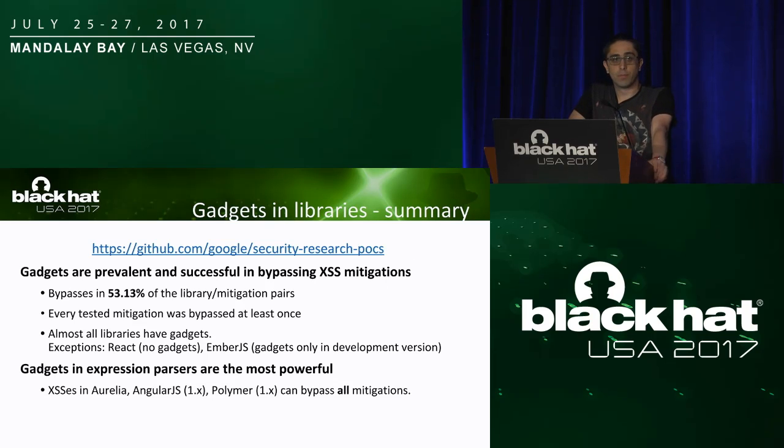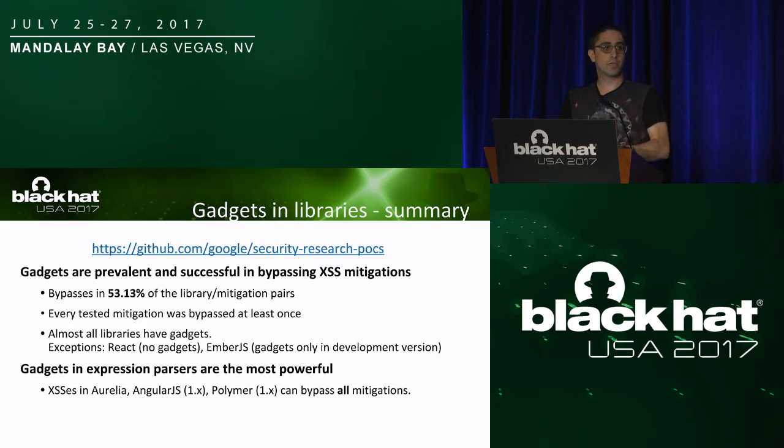This is just a sample of the research that we did in the JavaScript libraries. We found, I think, over 50 gadgets, something like that. Our success ratio for bypasses was over 50%. And every tested mitigation was bypassed at least once. And there's a GitHub repository with all the examples. Also, this will be present on the Black Hat website, I believe.